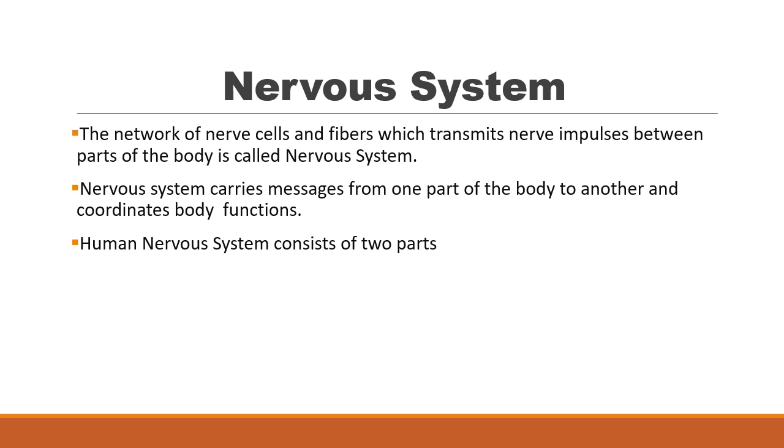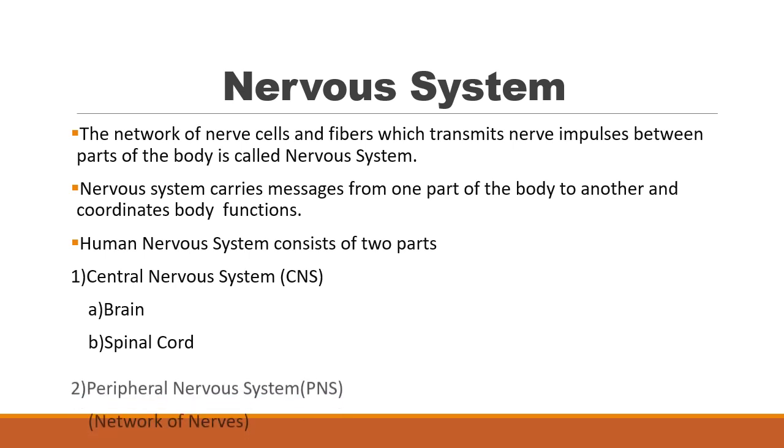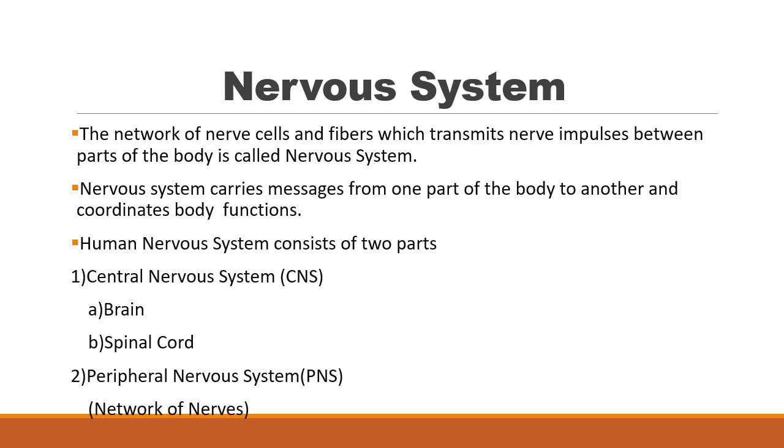The human nervous system consists of two parts. Number one is the central nervous system, which is called CNS. CNS consists of the brain and spinal cord. The next part is the peripheral nervous system, PNS, which consists of the network.